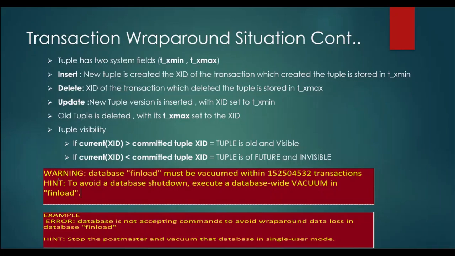But after that, if you turn off your auto vacuuming, then automatic full vacuuming will trigger and our system will go into a hung status. It will provide a warning message about how many transactions we have left in our system. So we must vacuum within the particular range. Otherwise, if it reaches the 32-bit limit, it will automatically go into full vacuuming status.